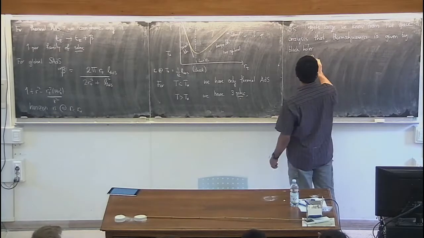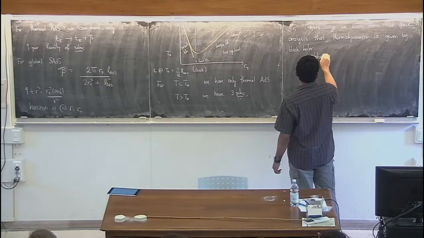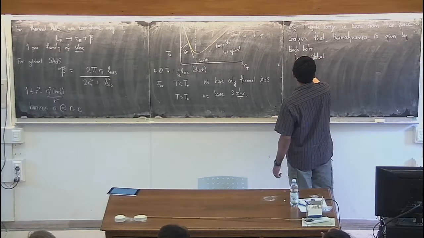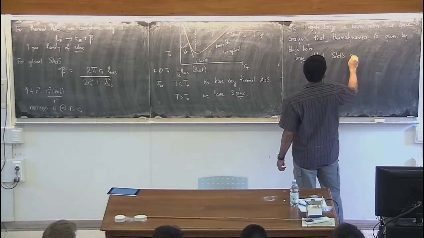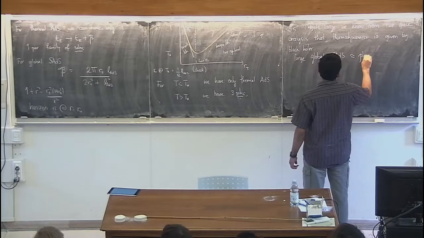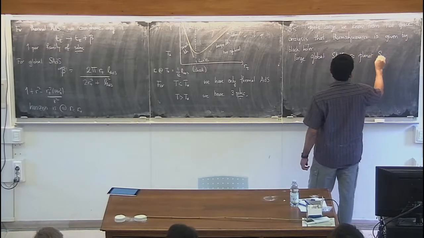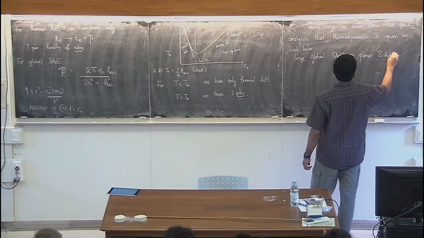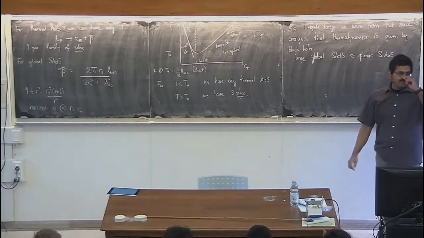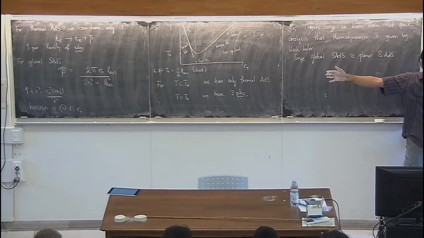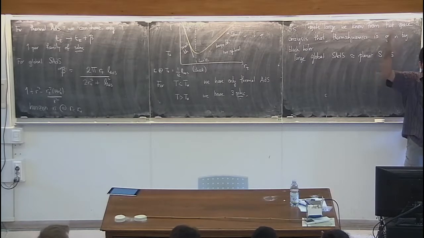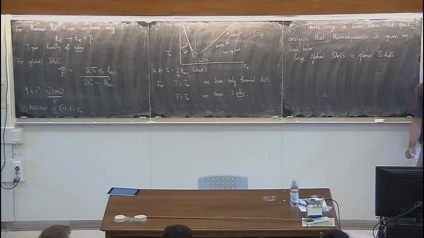So large global Schwarzschild AdS black holes should be well approximated by planar Schwarzschild AdS black holes. And again, it's the same point, that the large black holes have a very big sphere on their horizon, and that very big sphere can be, for all intents and purposes, if you're not looking at the thermal scales, approximated by a plane.